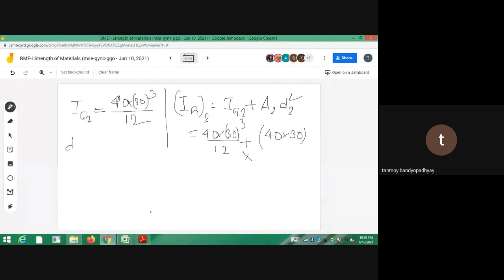So D2 will be equal to y bar minus y2. So what is y bar? You have got y bar to be 35 minus y2. y2 was, see, I think 15, so this is coming to 20 millimeter. So 20, into 20 square. You put the value here, you will be getting the value of IG2. So you got the value.